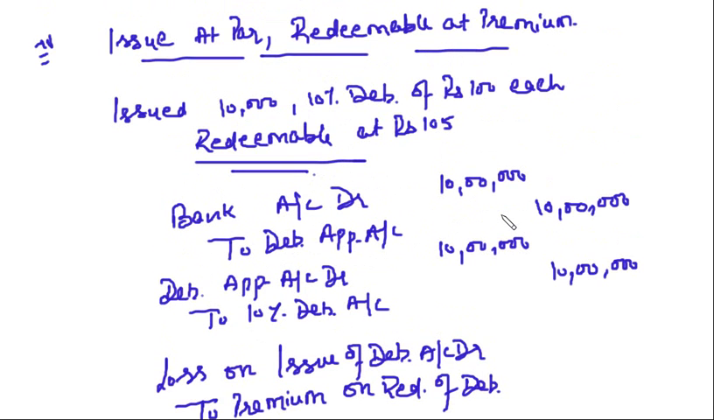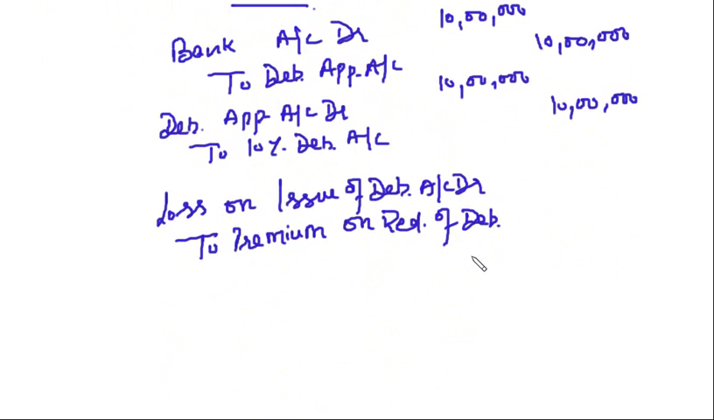So on 10,000 shares, rupees 5 is your loss. That means 50,000 is the loss. What is the premium? 50,000. Now how has this account been debited and credited? Loss is what? Loss is your expense. It says debit all losses and expenses. So we have debited loss on issue of debentures account. And premium on redemption of debentures is our liability, because we have to pay that premium at the time of redemption. That liability is credited with 50,000.